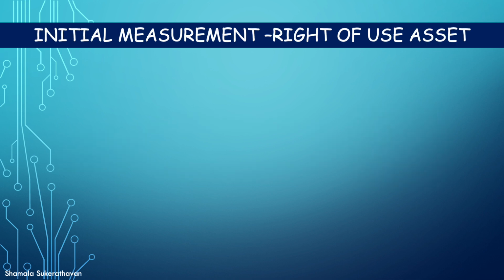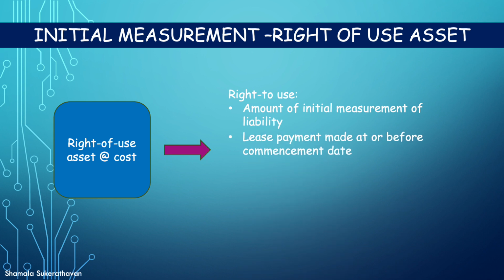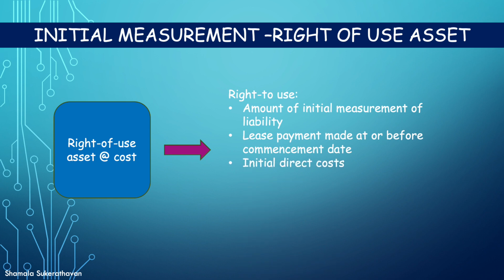On initial recognition, the lessee shall recognize a right-of-use asset measured at cost. IFRS 16 stipulates cost shall include the following. 1. The amount of the initial measurement of the lease liability. This shall be discussed in the next slide. 2. Any lease payment made at or before the commencement of the lease. 3. Any initial direct costs incurred by the lessee.